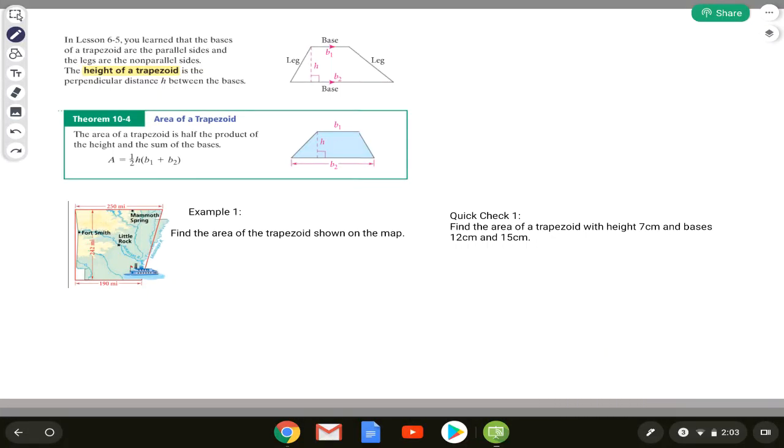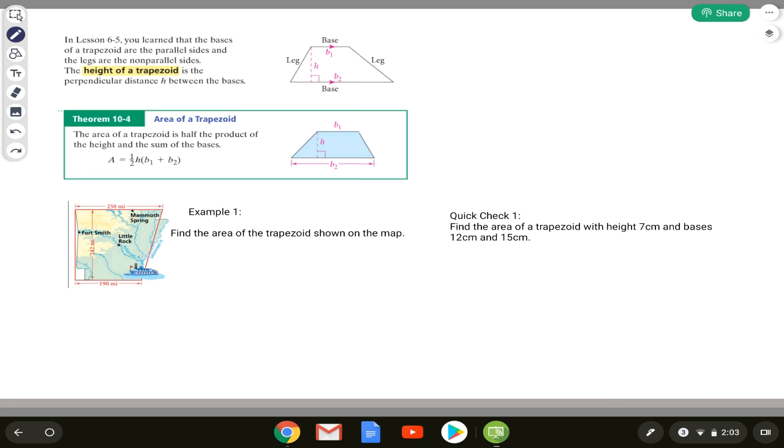Today we're going to look at lesson 10.2, which is talking about the areas of trapezoids, rhombuses, and kites. So remember from our lesson in 6.5 when we learned about trapezoids that the bases are the two sides that are parallel, the legs are the two sides that are not parallel, and then the height is drawn between the two bases at a right angle.